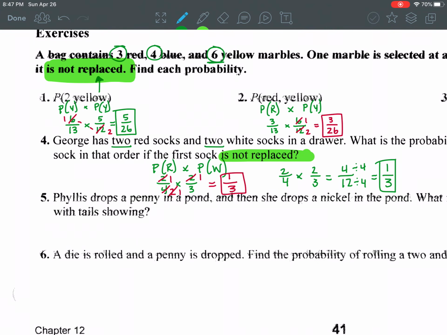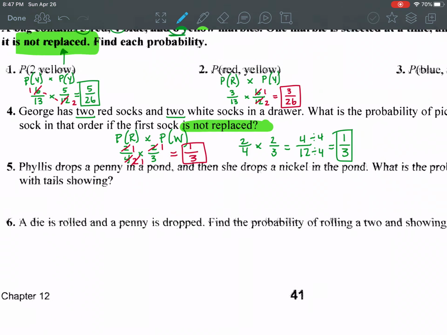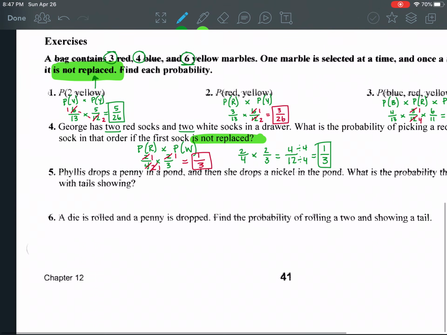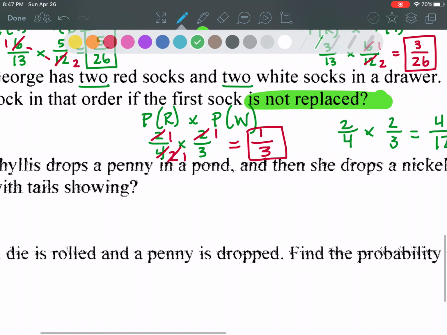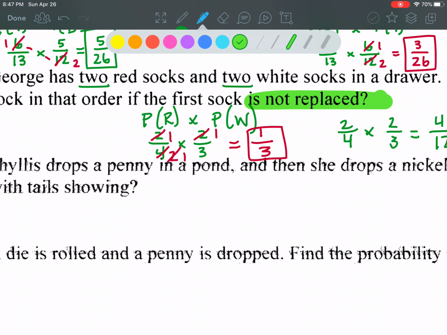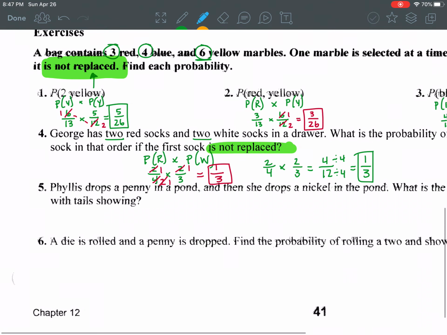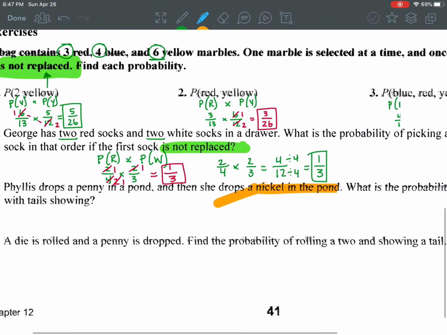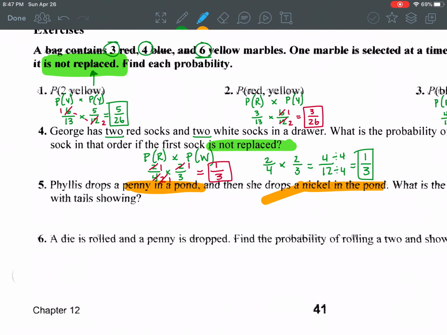Okay. Phyllis drops a penny in a pond, and then she drops a nickel in the pond. So what's the probability that both coins land with tails? Think about this. If you drop a penny in a pond, okay, and then you have a nickel in your hand, is the outcome of the penny going to affect the outcome of the nickel? No, those are two totally separate things happening. So the penny in the pond, and then the nickel in the pond, I'm highlighting them orange because that is an independent thing. They're totally separate. Okay?